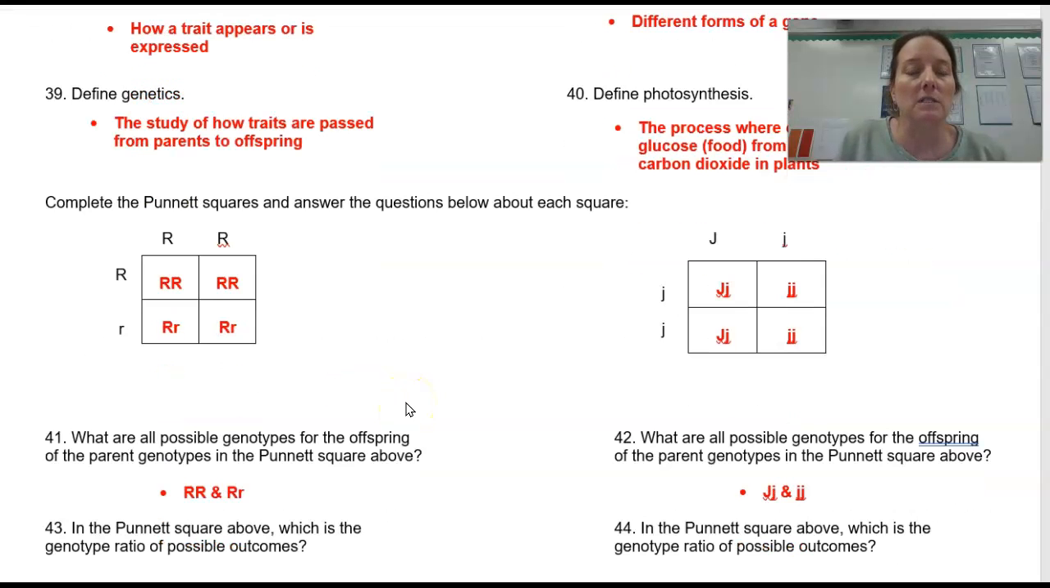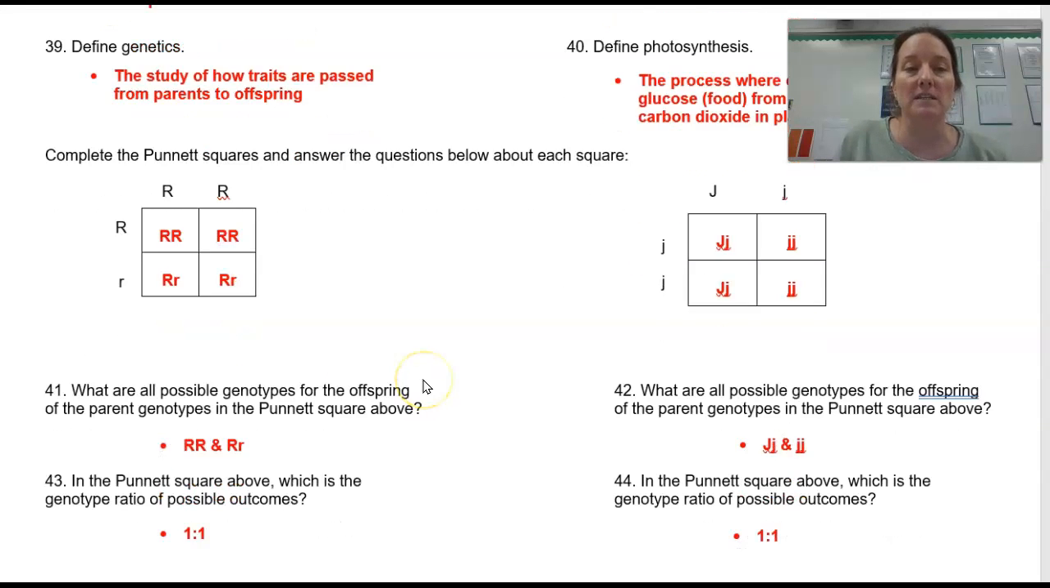Now, on this page, I also wanted you to complete these Punnett squares. Now, remember how R, like this big R, I hope you can see my cursor, you'll put it in this box, you'll put it in this box, right? And this R you'll put in this box and this box. And then this R you'll go sideways across and put it in each box. And the little r you'll put in each box, okay?